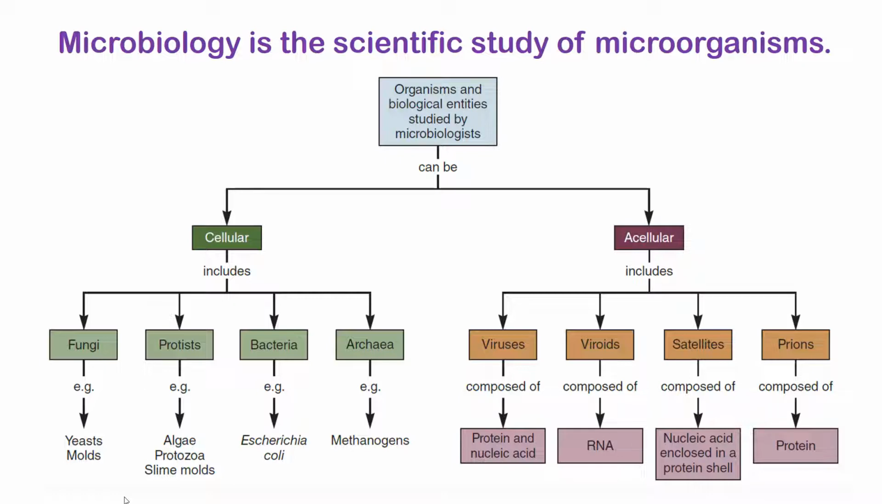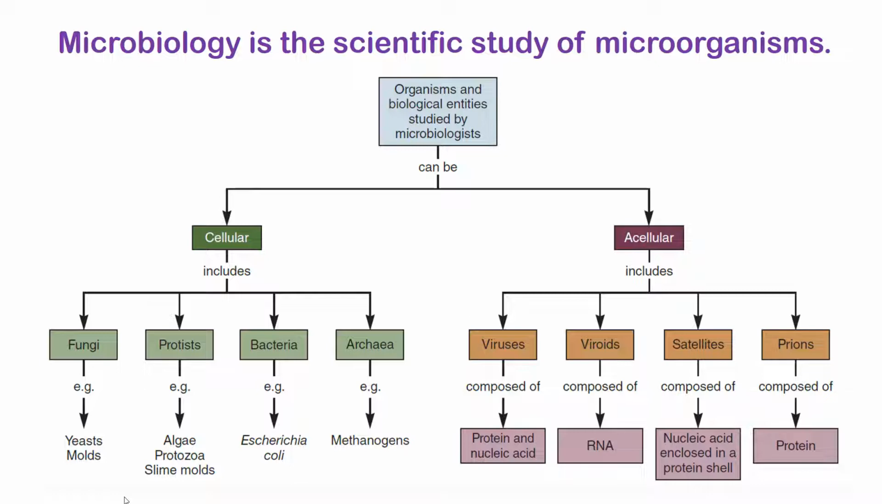And we can group them into the cellular group here, the prokaryotic bacteria and archaeobacteria, and then the eukaryotic fungi and protists. And you have examples there. The acellular group include the viruses and similar particles like viroids, satellites, and prions. And these are technically dead, but they become active when inside of cells.